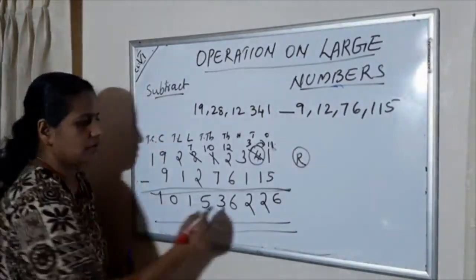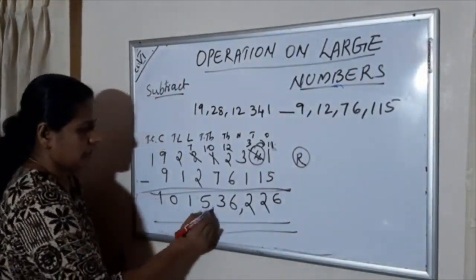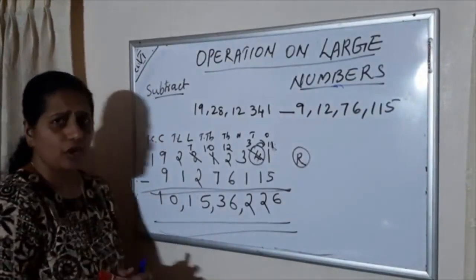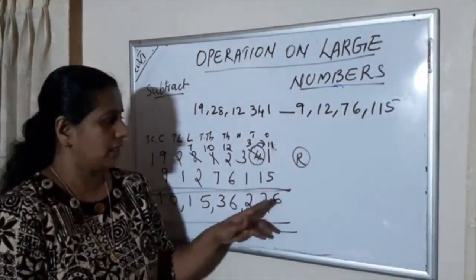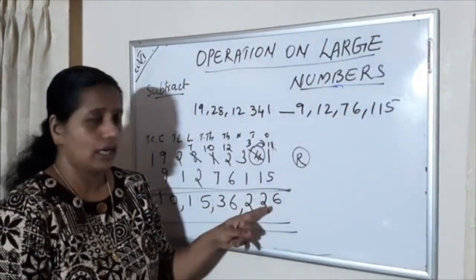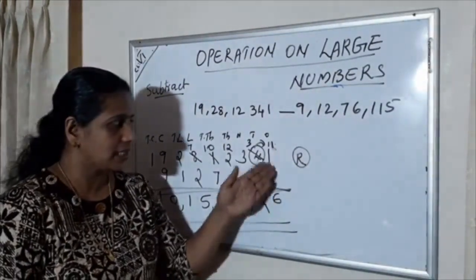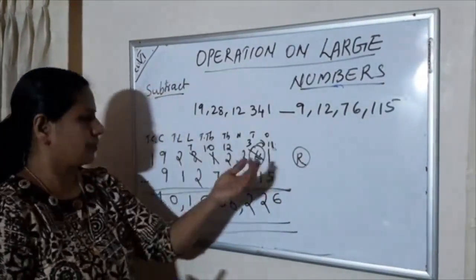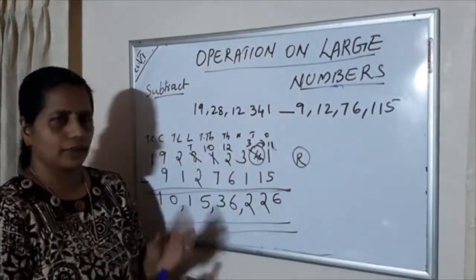Okay, before that you just insert commas. Okay. You can check if it is correct or not. How? Just add these numbers to get the first number. Look at here.